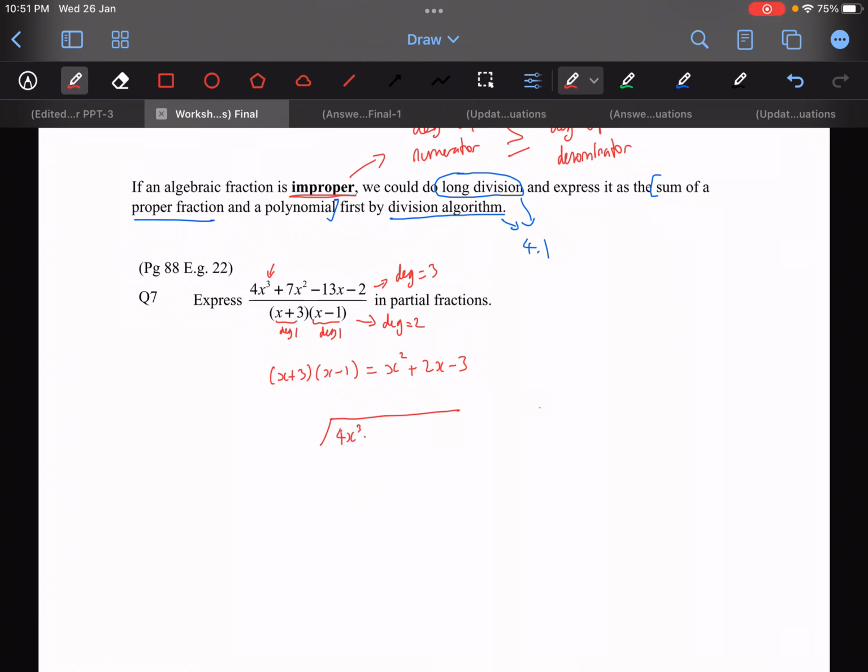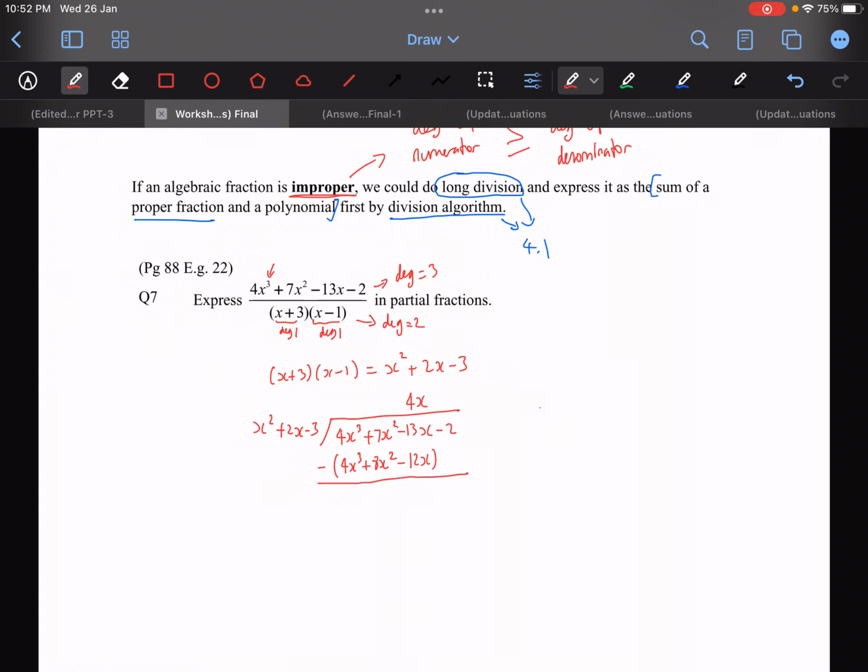4x cubed plus 7x squared minus 13x minus 2. Okay, so we just do our long division. Normally we work with linear factors, right? But once in a while you have to know how to divide by a quadratic factor. So this is what we're going to do in this case. So the first thing we look at, what do we need? We actually need 4x. So we put it here, aligned to the x. So we minus 4x cubed plus 8x squared minus 12x.